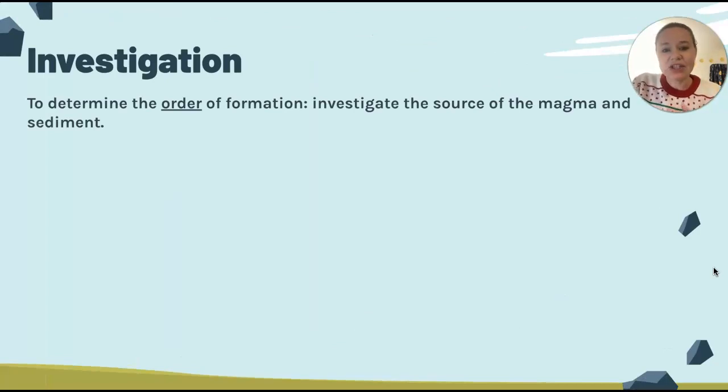So in this investigation, we are going to look into the source of the magma and the sediment. Because we think that either the Rocky Mountains or the Great Plains formed first, and we know that there's some sort of magma driving one of them and sediment driving the other one, we need to really know where the source of these come from.